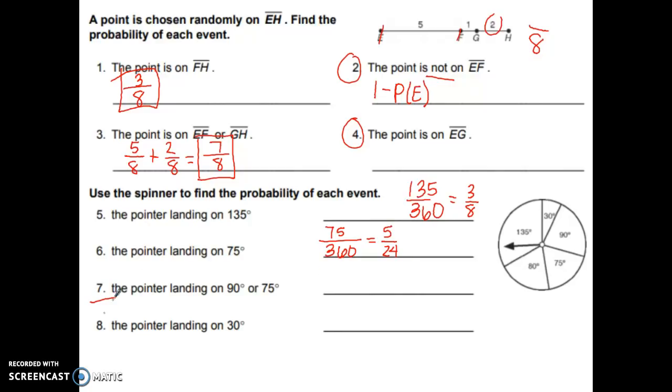So you guys try number 7 and number 8. Hint for number 7, you add these up: 90 and 75 over 360. So get those checked off, and then we can go ahead and do the back page.